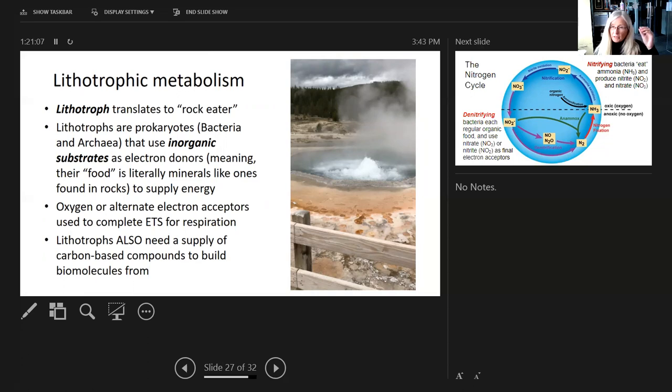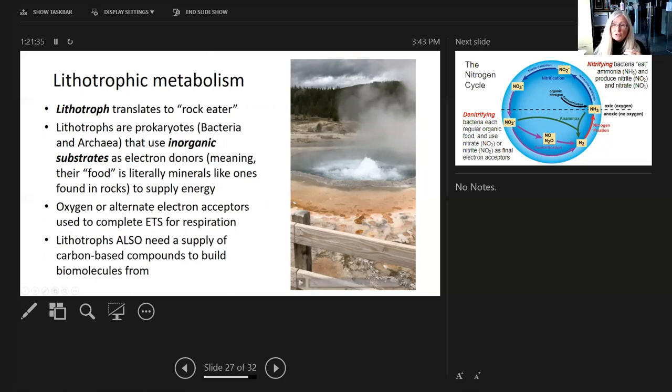So they're not starting with glucose, they're not starting with carbohydrates, lipids, or proteins. They're starting with inorganic minerals. And they are doing what we do to organic compounds, only starting with these inorganic compounds. So their food, if you will, is stuff like rocks.